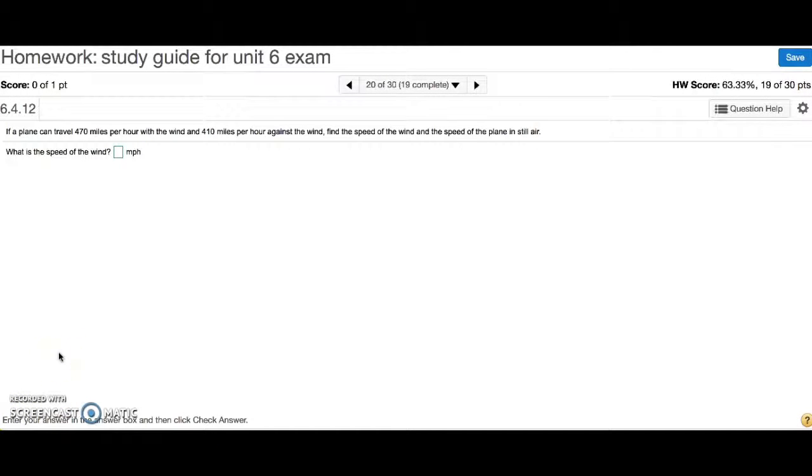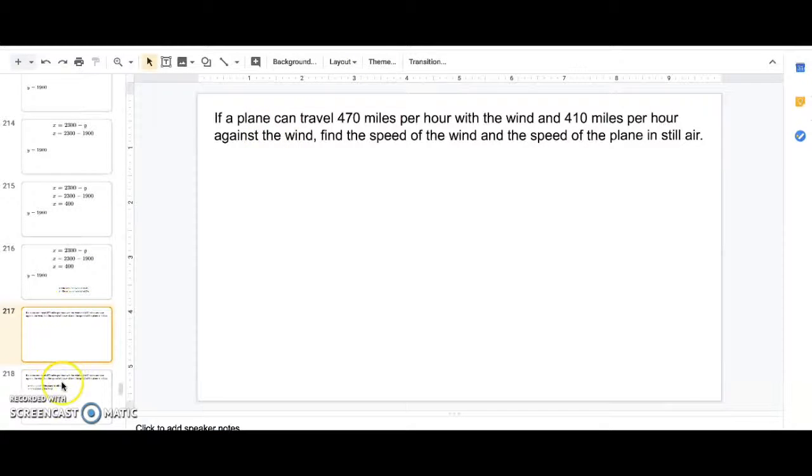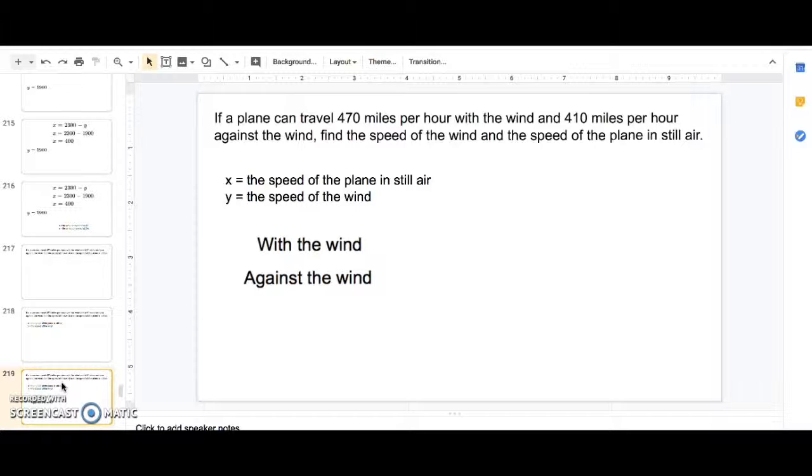Okay, number 20. If a plane can travel 470 miles per hour with the wind and 410 miles per hour against the wind, find the speed of the wind and the speed of the plane in still air. So we need to establish x and y. Let's have x equaling the speed of the plane in still air and y equaling the speed of the wind. So we have the plane traveling with the wind and against the wind.